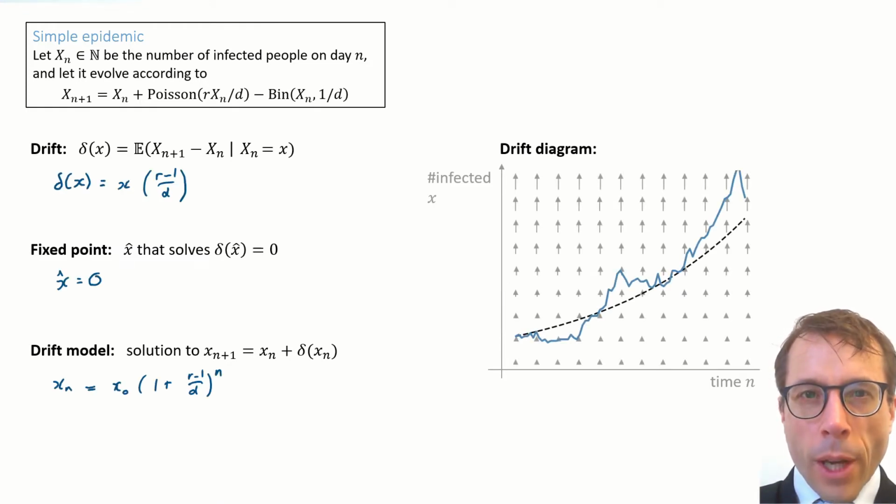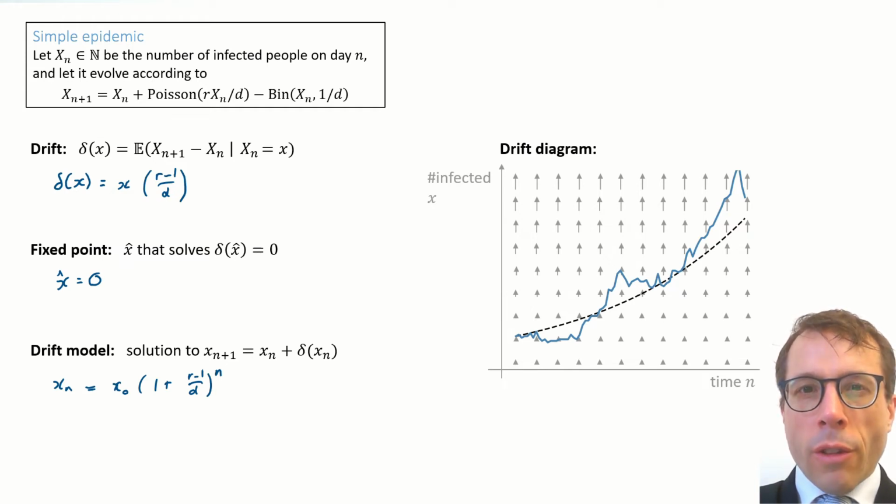This is what we'd expect. For this problem, if r is larger than 1, then the drift is always positive, and if r is less than 1, then it's always negative, and here this picture is for r larger than 1. Actually, what I said isn't quite correct. Even if r is larger than 1, there is still a fixed point x hat equals 0, meaning if we're in a state with 0 people infected, then we'll just stay there.